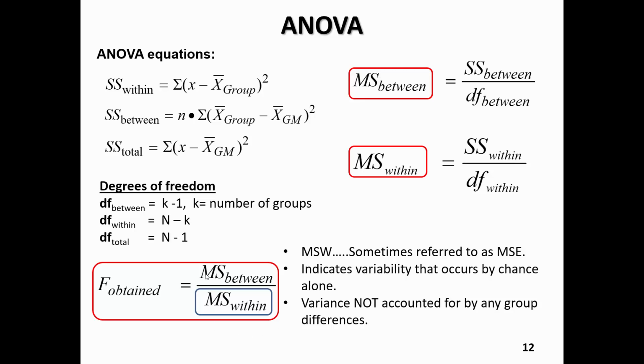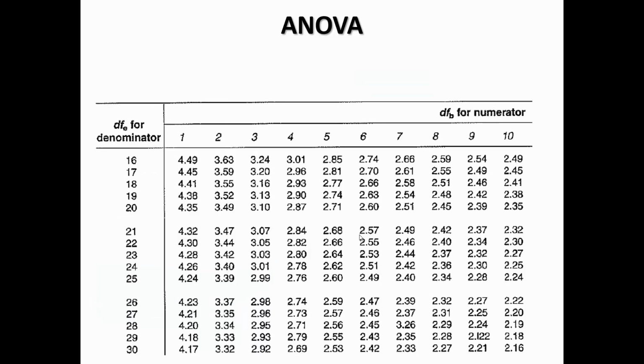And so where the between is an assessment of true differences between the groups, we have to consider natural variability in the data, and that's what the denominator gives us. It's a variance not accounted for by any of the group differences. So what we want to eventually do is compare this number that we calculate through these equations to the F critical value. And to do that, we need the F table.